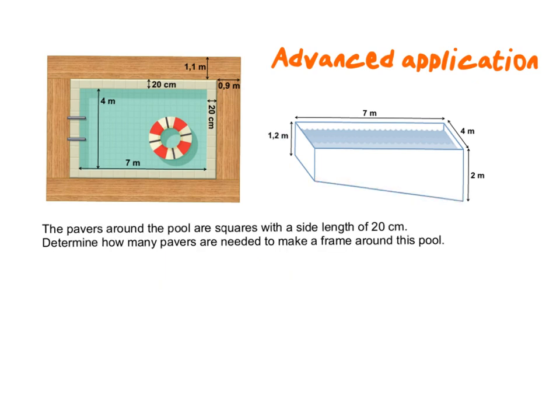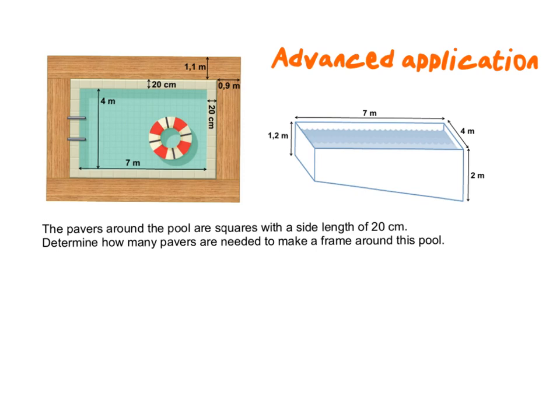This specific pool has beautiful square pavers all around it, which you can see here on the picture. Do remember that the pictures are never drawn to scale, so please don't go and try and count the little pavers here. It's just here to give you an indication of what they look like, because the question now asks you to calculate how many pavers go around the pool.